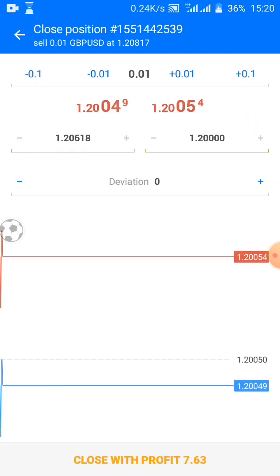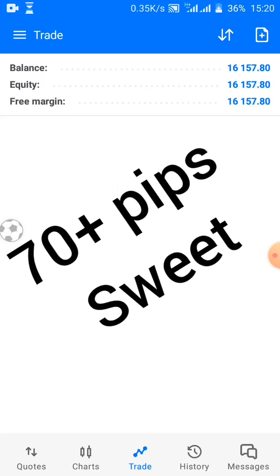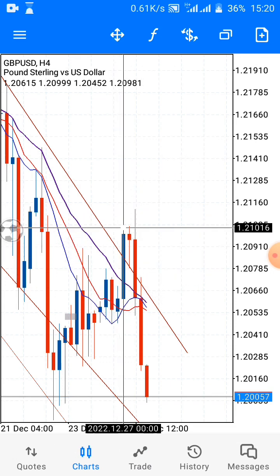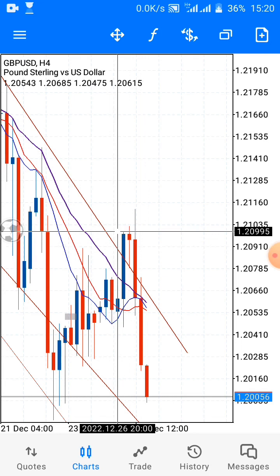So guys, there you have it for the video. That's how you catch this inside bar candlestick pattern. It is usually very, very profitable.